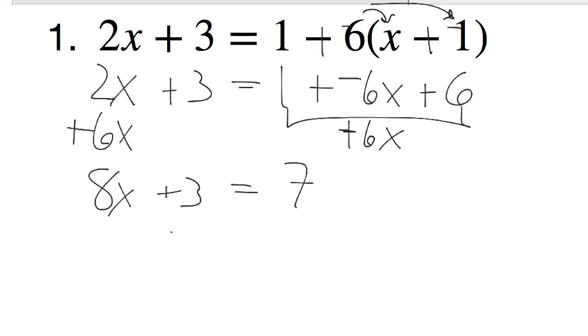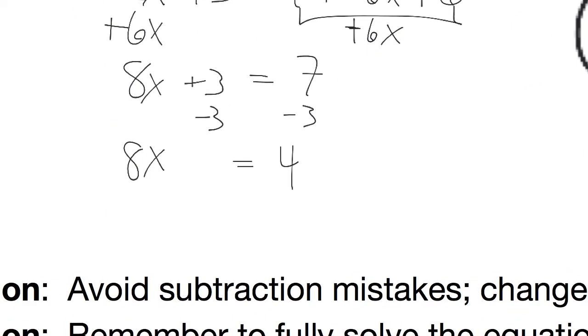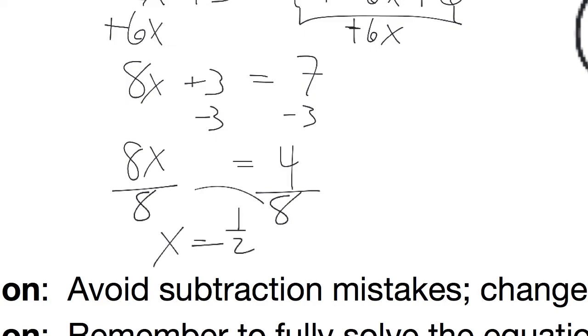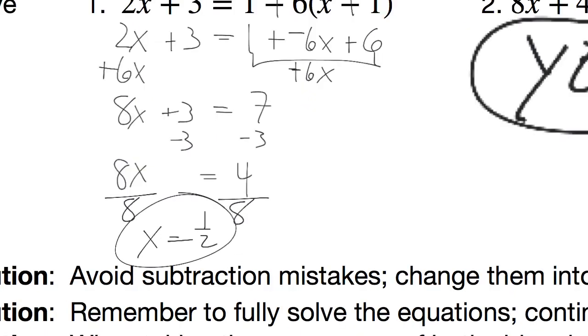I'm going to subtract 3 from both sides, or add negative 3, and get 8x is equal to 7 plus negative 3, which is 4. And so then I'm going to divide both sides by 8. You get x is equal to 1/2. That's the answer, folks. That's how we do it.